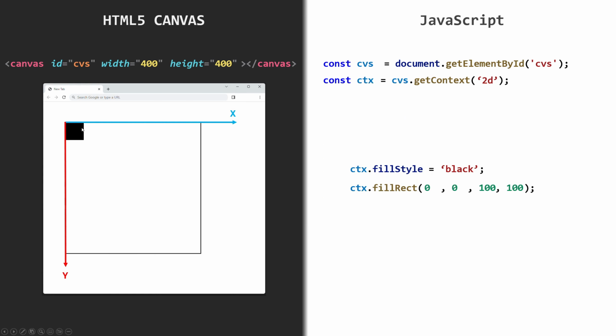Now, if we want to move this to the bottom here, we need to change the y position. We need to increment the y position here. So as I increment the y position, the rectangle is going down. If I increment both x and y, the rectangle will go diagonally. Now let's see how we can do this dynamically.